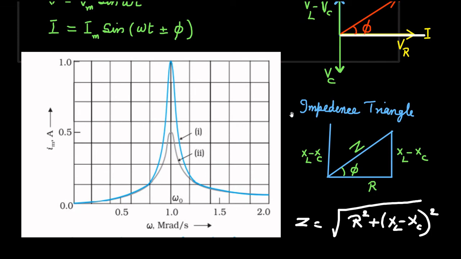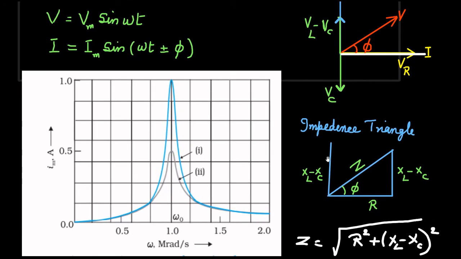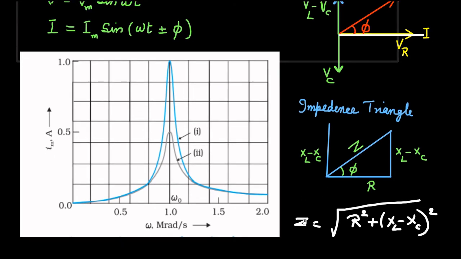If we draw the impedance triangle, XL minus XC is representing the resultant reactance. R is represented as resistance along this axis. The resultant of reactance and resistance is Z, which is called impedance. The impedance is making an angle phi with resistance R. So from the impedance triangle, the impedance Z equal to under root R square plus XL minus XC whole square.